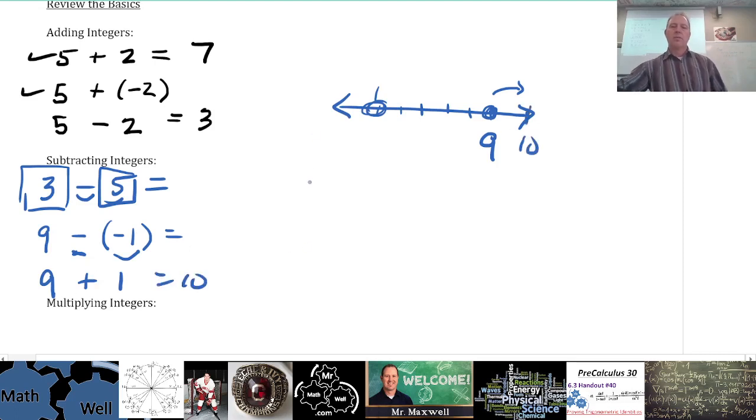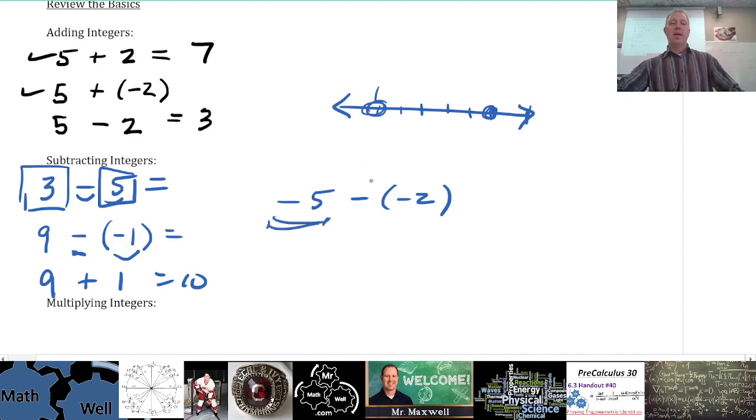Okay? What about if we have a negative number first? Negative 5 minus a negative 2. Okay, this is where it gets really tricky. All the negatives really throw students off, okay? So one thing you can think about is where do you start with this? You start at negative 5 on your number line. So let's say this is negative 5.